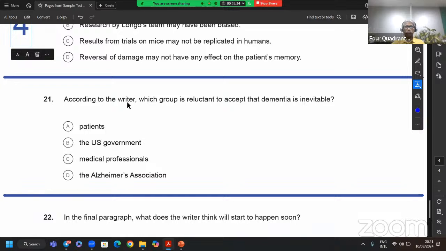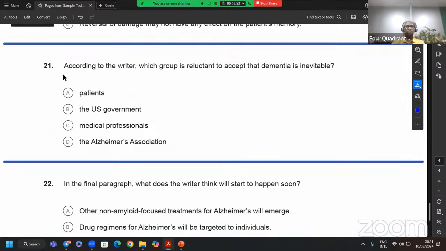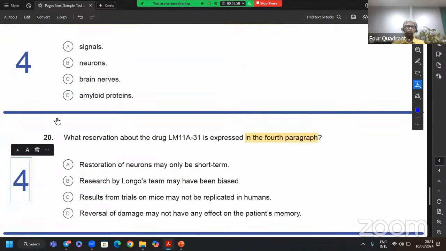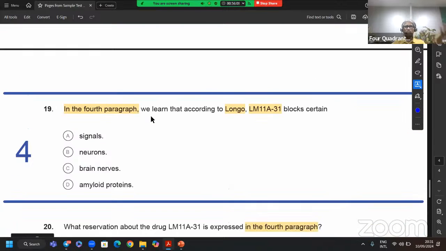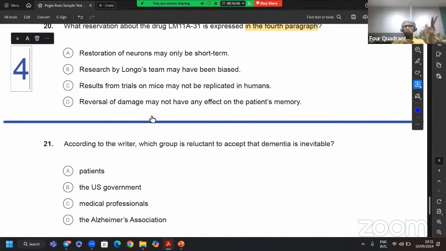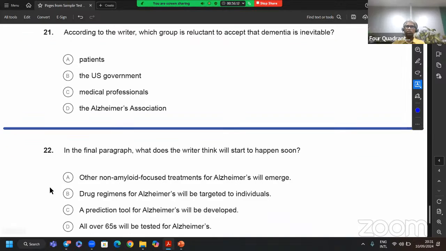So here, according to the writer, which group is reluctant to accept that dementia is inevitable? Nothing is there here. Inevitable means definite. Okay, we don't know. Leave it. Now, fourth paragraph, fifth paragraph, sixth paragraph. So you have seen one from first paragraph, 2 from second paragraph, 1 from third paragraph, 2 from fourth paragraph. So 2 questions are remaining and 2 paragraphs. By default, this should be fifth paragraph, and this should be sixth paragraph.